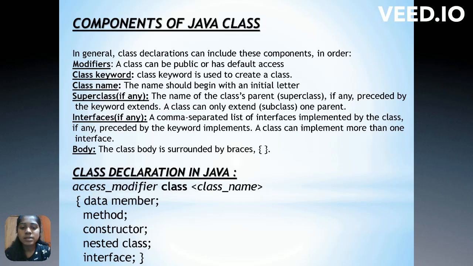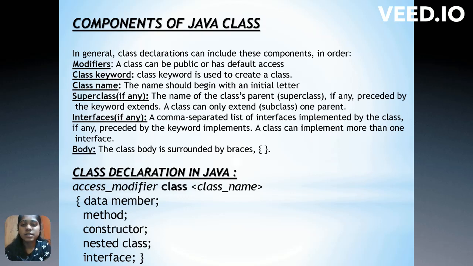Then superclass. The name of the class's parent is the superclass, if any, preceded by the keyword extends. A class can extend only one parent. Then interfaces, a comma separated list of interfaces implemented by the class, if any, preceded by the keyword implements. A class can implement more than one interface. Then body, the class body is surrounded by braces.